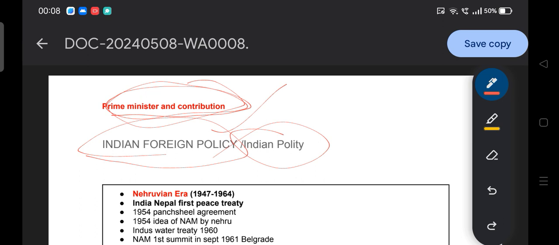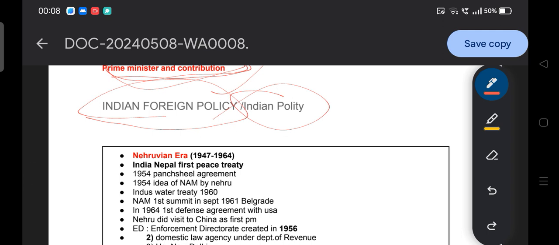So let's start with Nehru. Jawaharlal Nehru, the first prime minister of India, and we will try to cover what things were done in his period. So let's start with the Nehru era. The Nehru era runs from 1947 to 1964. So this is the timeline of our honorable first prime minister.